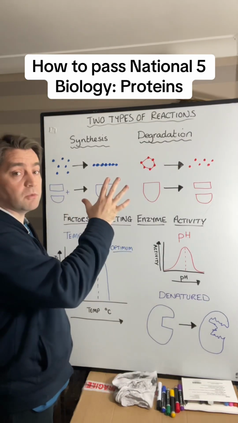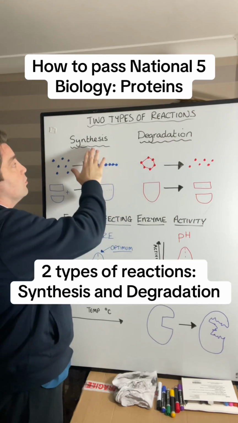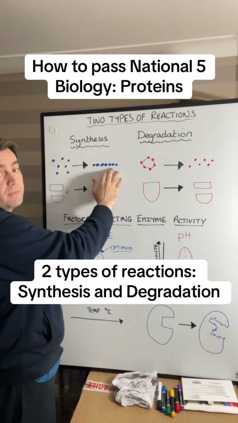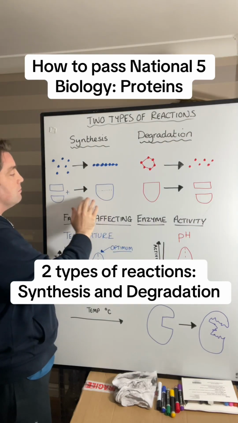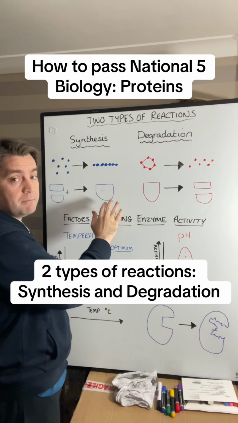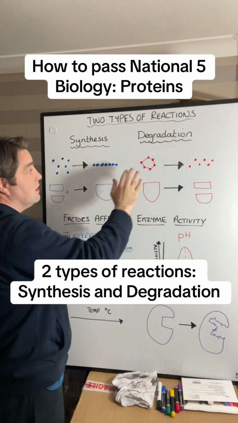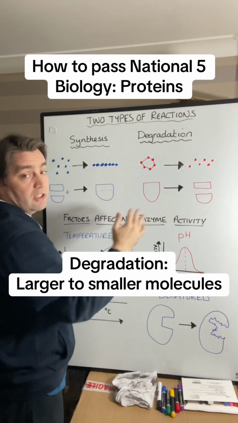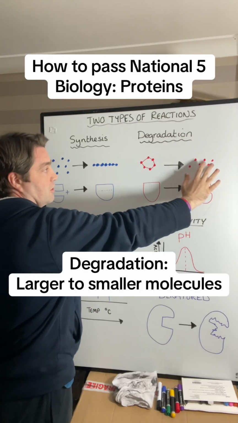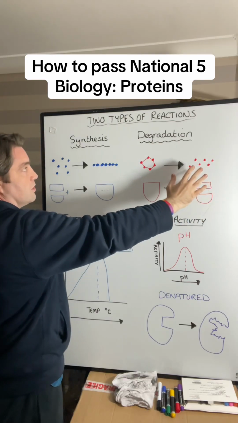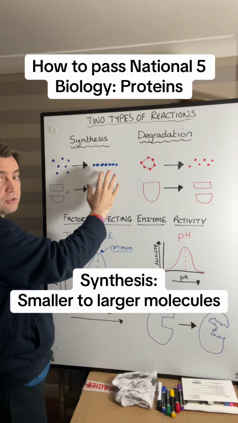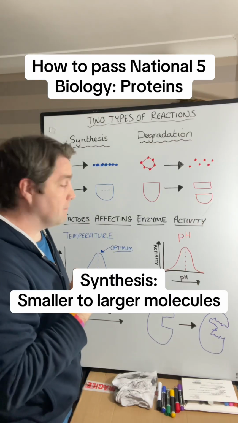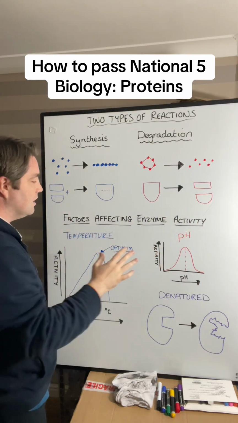So there are 2 types of reactions we need to know about for the National 5 Biology course. They are called synthesis and degradation. Synthesis is where we build up smaller molecules into larger molecules, as so. Both of these are examples of how it might be displayed in your exam. Degradation is where we break down larger molecules into smaller molecules, like so. So substrate on the left, product on the right. Large molecules to small molecules. Synthesis, small molecules to large molecules. You need to know the difference between those 2 types of reactions, as well as being able to identify them from an image.